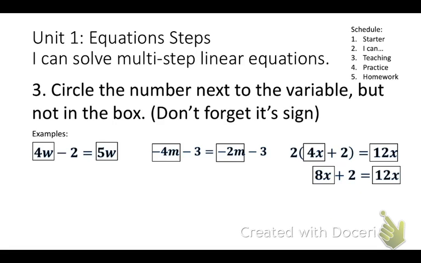All right, so now I'm looking at this, and I've got our three examples again. Now it says I need to circle the number that's next to the variable but not in the box. So I'm looking at our first choices here, that 4w minus 2 equals 5w. I'm just going to put a circle around that 2. Next one over, I'm going to be circling this -3 and this -3. Pause the video and do the last one without my help.